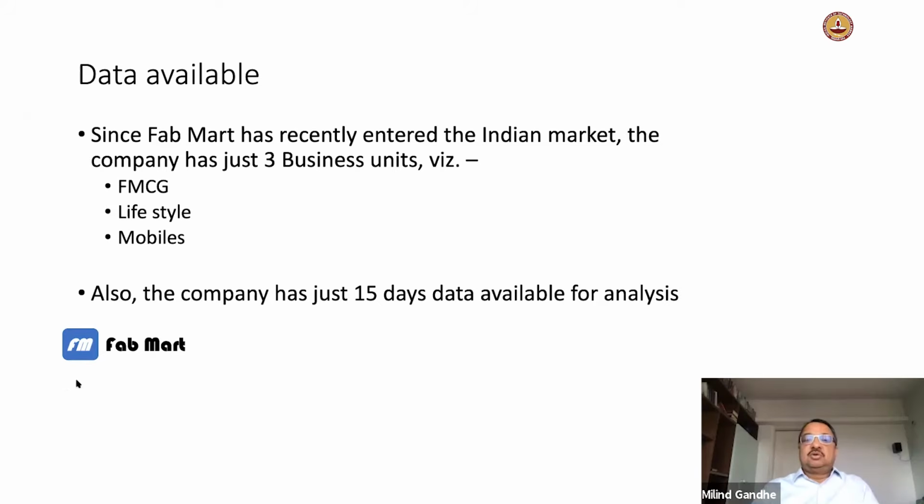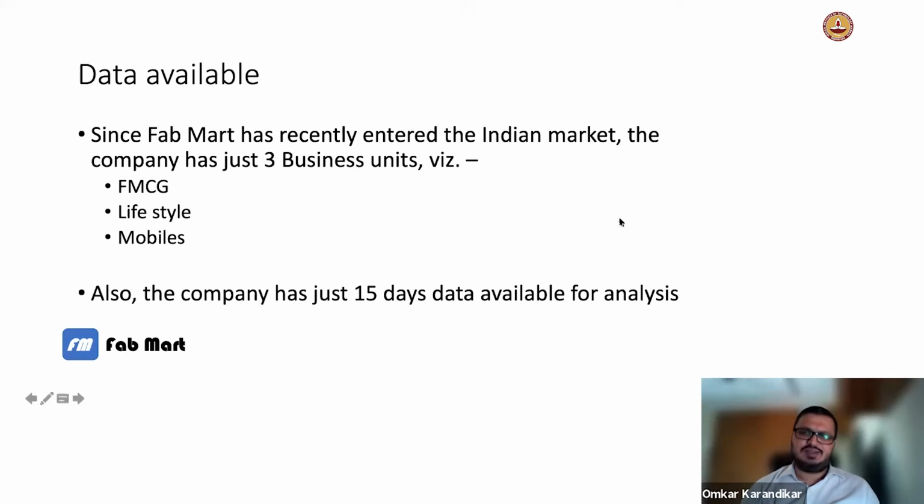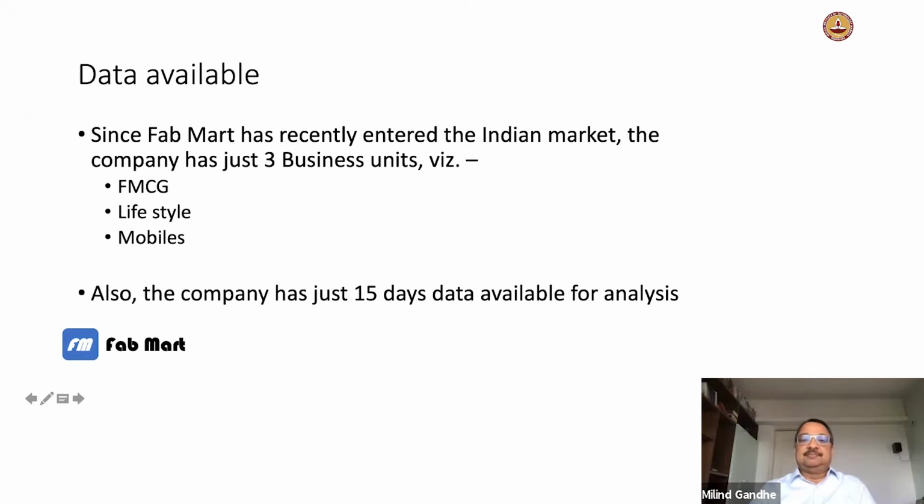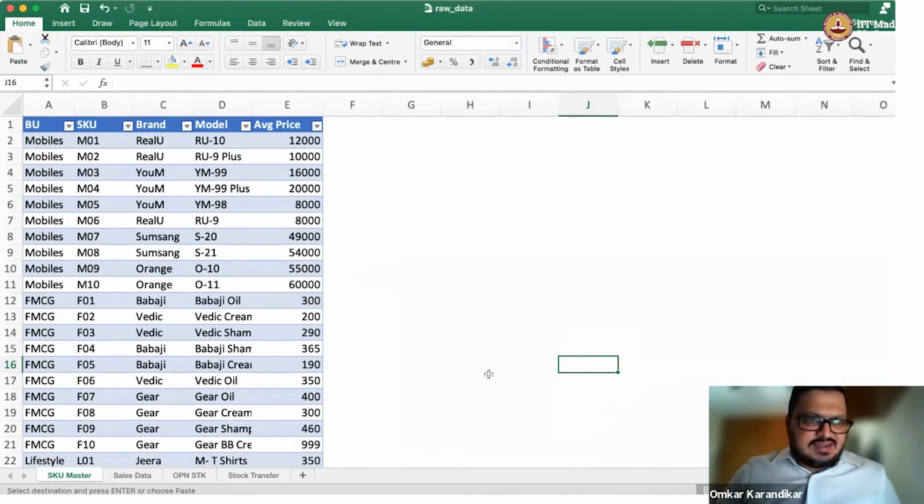So Omkar, can I request you to walk us through the data that is available? Yes, I'll do that. I'll just switch to Excel. Sure. So as we are discussing, we have four pieces of data, which are probably the starter kit for the data that we are talking about.